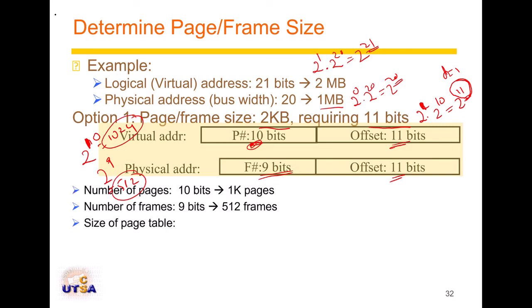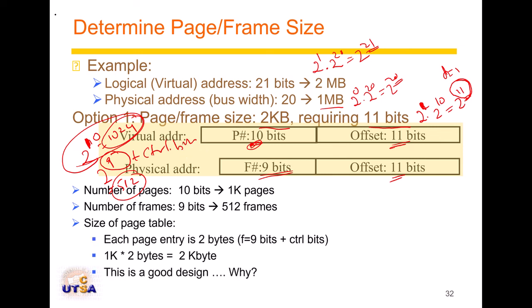Okay, so how about the size of a page table? Remember, for a page table, we need to have that many entries, and each entry must have that many bits plus some control bits. So we can at least assume that each page entry will have 2 bytes. Why? Because 9 plus some control bits is more than 8, so we should make it 16 bits, which is equal to 2 bytes. So we'll assume that each entry is 2 bytes, and then we know that we have 1 kilo, 2 to the power 10, many pages, right? So that many pages times 2 bytes will be 2 kilobytes of information needed for each process page table.